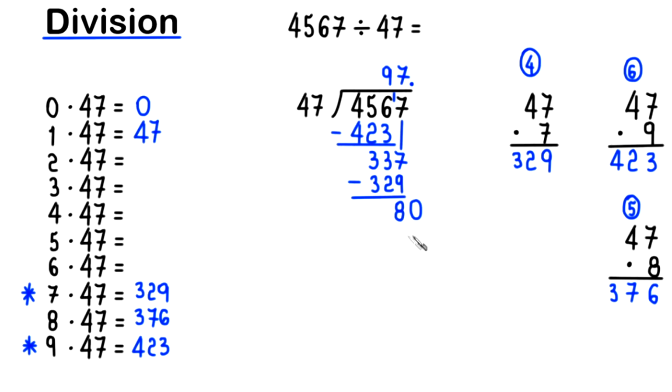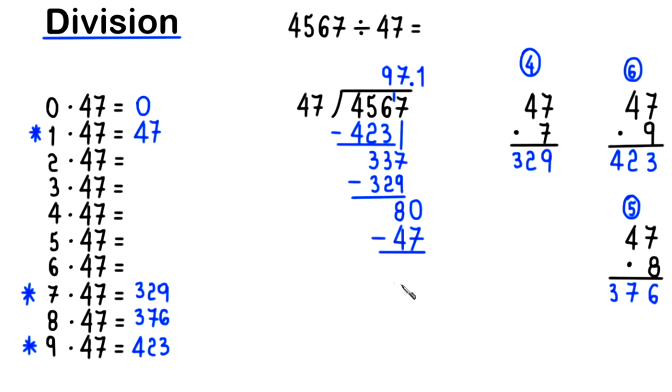And now it's pretty easy because 2 times 47 is more than 80. Because 2 times 40 is 80. 2 times 47 will be more than 80. So the number we are looking for is 1. I write 1 here. Since 1 times 47 equals 47, I write it here, and then, as usual, I do a subtraction.